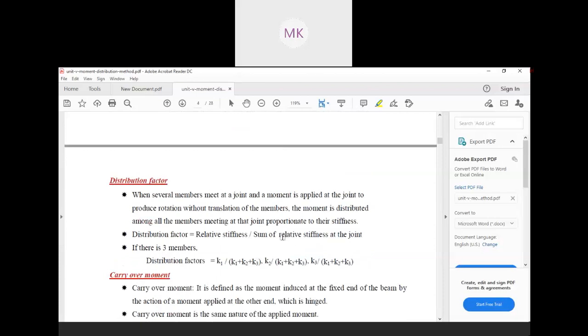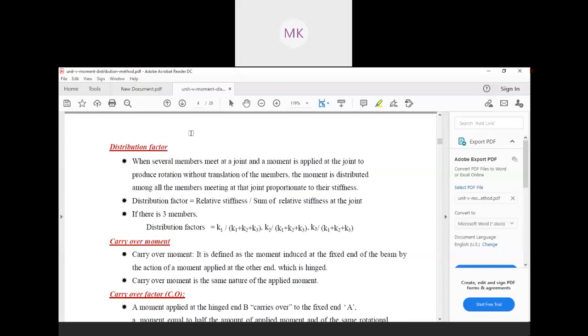After this, there is another important term, the distribution factor. So what is the distribution factor? When several members meet at a joint and a moment is applied at the joint to produce rotation, without translation of the members, the moment is distributed among all the members meeting at the joint in proportion to their stiffness. So this is called the distribution factor.